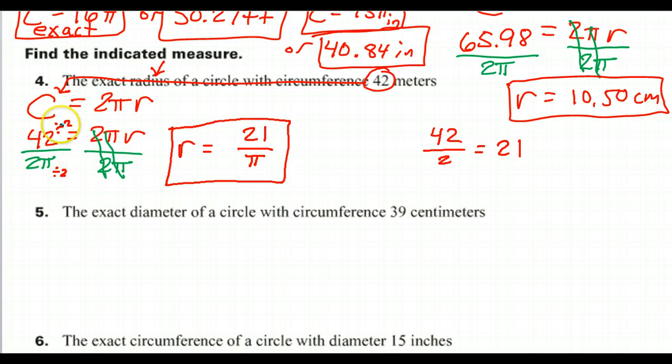All right, so all I did was divide the top and bottom by 2. 2 divided by 2, that's 1, so that's why the 2 went away. 42 divided by 2 is 21.